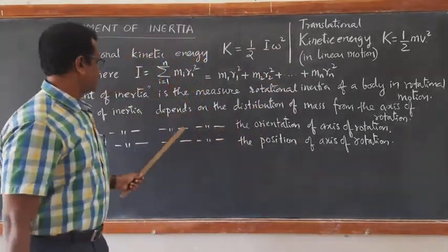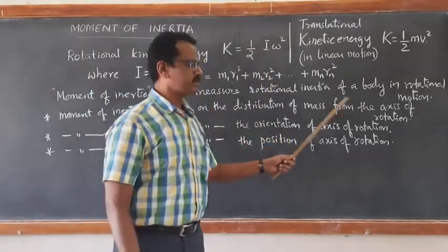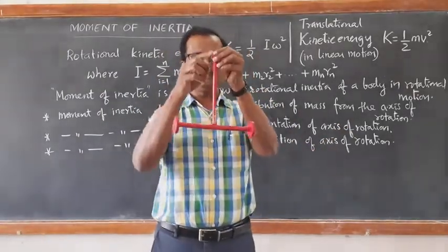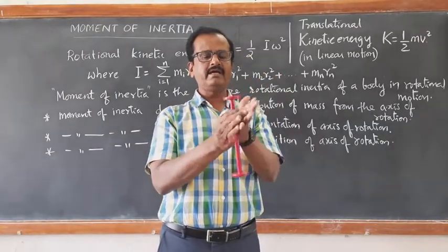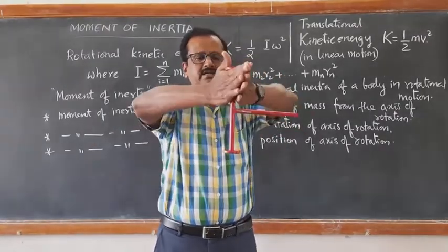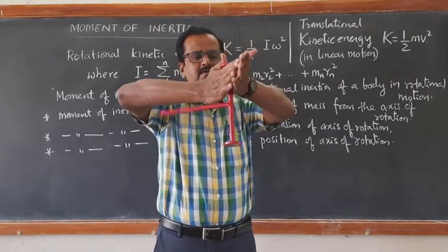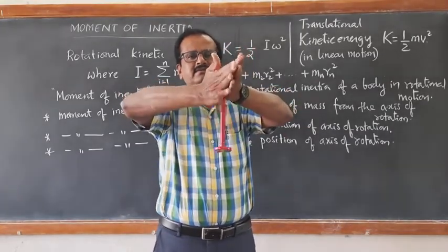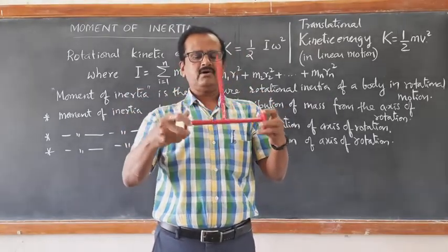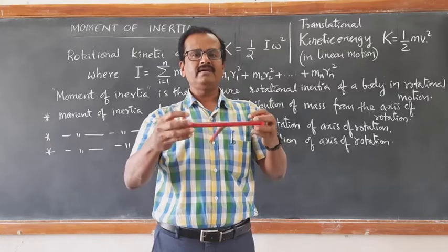This is one. The second one is that the moment of inertia depends on the orientation of the axis of rotation. In this case, the axis of rotation is perpendicular to this one. I can rotate it like this also. So this is another axis of rotation I have chosen. Now the moment of inertia is different. So it depends on the orientation of the axis of rotation.